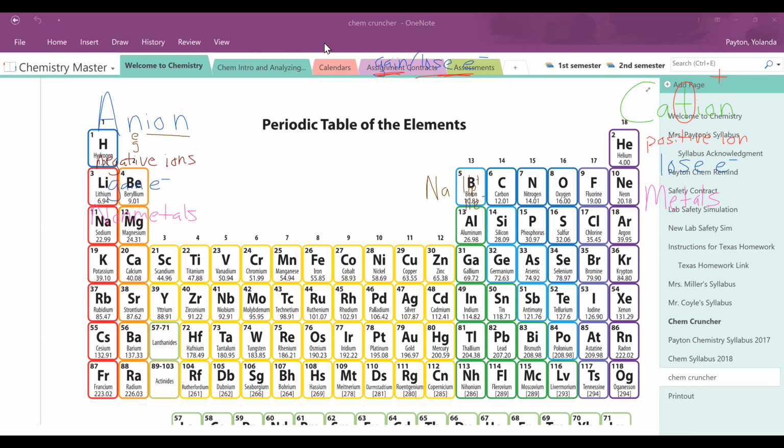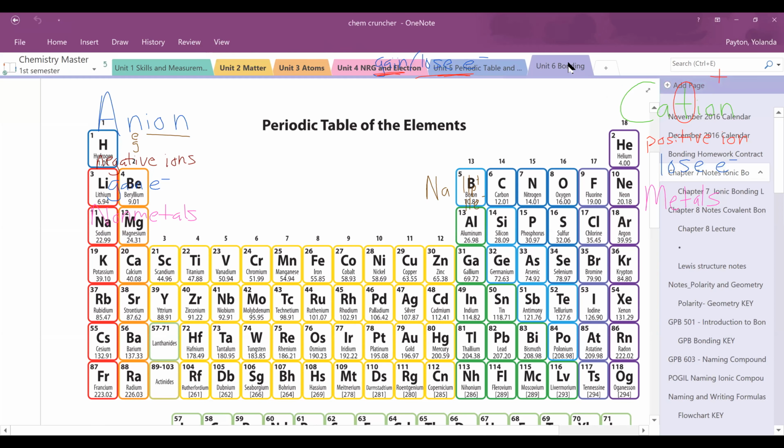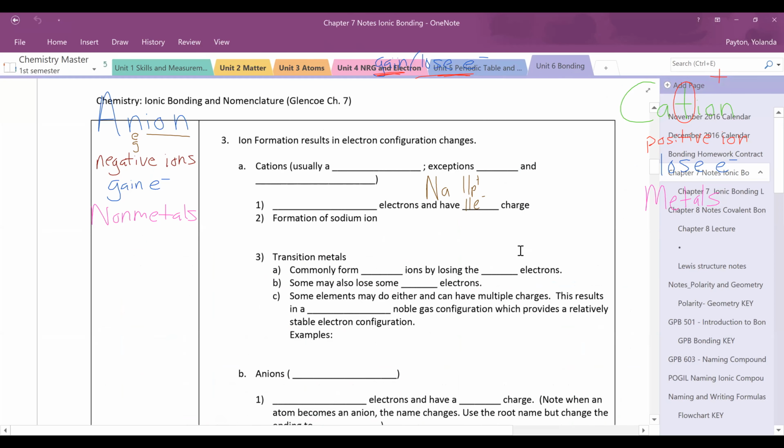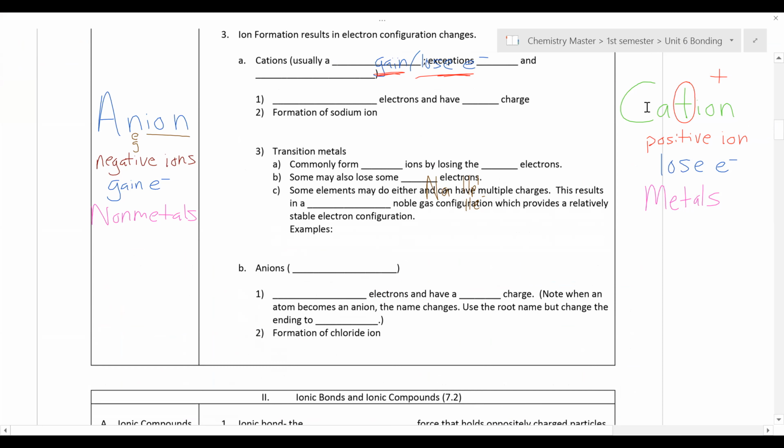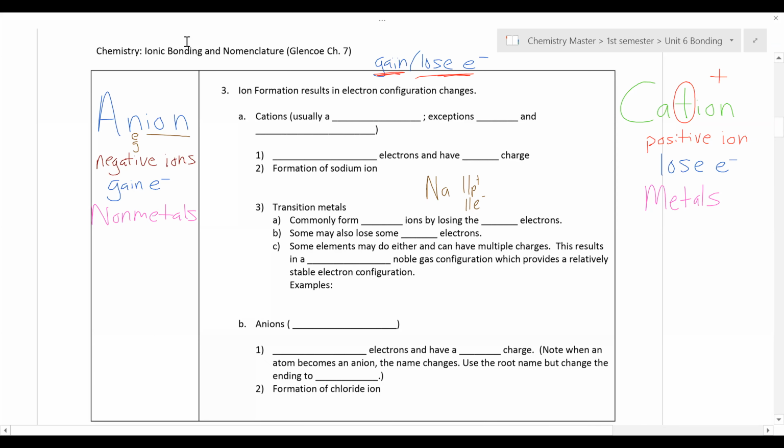Excellent. Because it's easiest to lose 1, when he loses that 1 electron, instead of 11 electrons, now he has 10 electrons. But he still has 11 protons. This is why sodium forms a +1 charge. And everybody in that family forms a +1 charge.